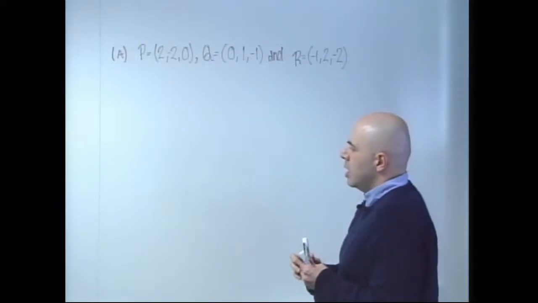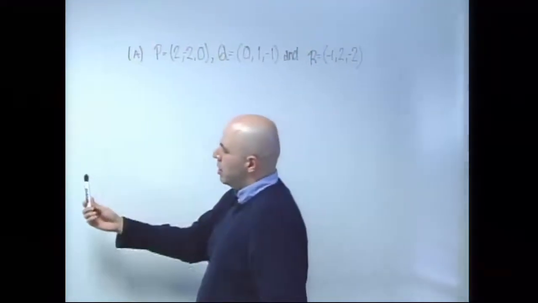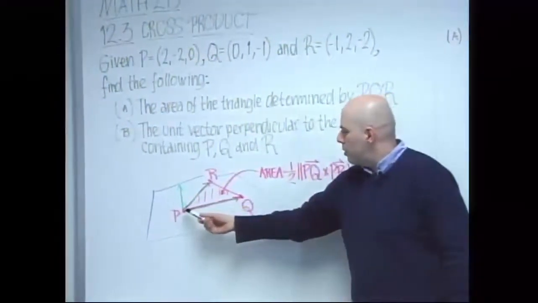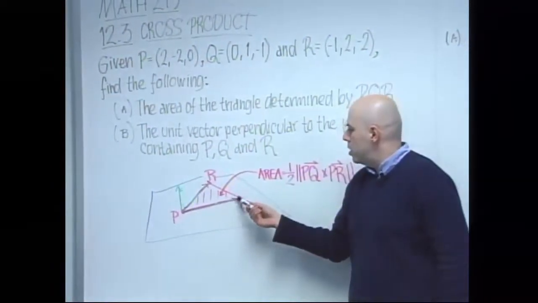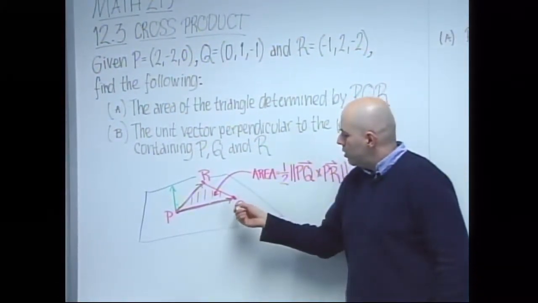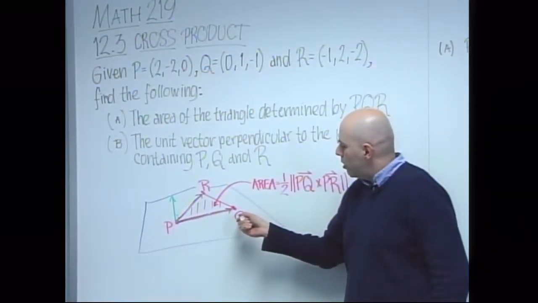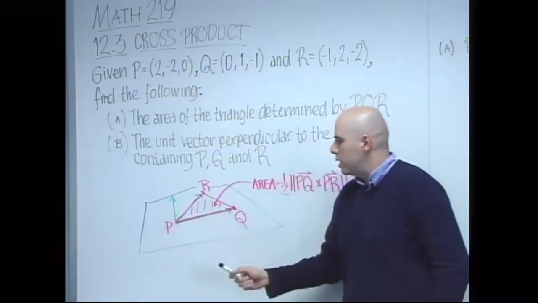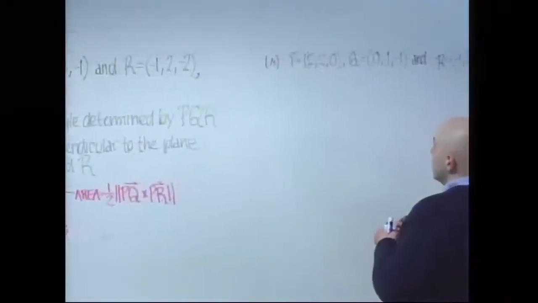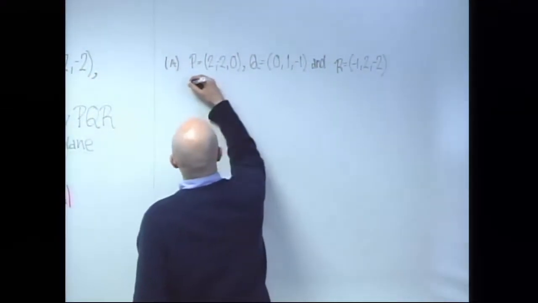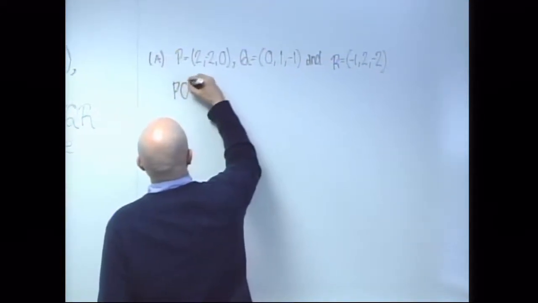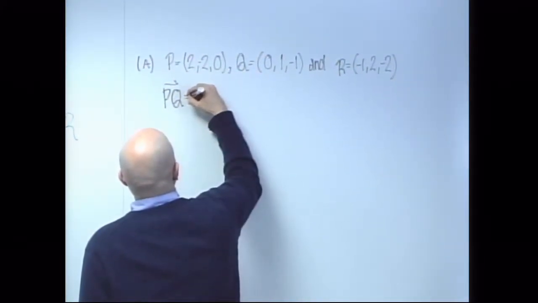So if you see in our drawing over here, we're drawing the vector from P to Q. So in order to get the components of this vector, we have to subtract each one of the coordinates of Q with the corresponding coordinate of P. So we're going to do that. So the vector PQ is going to be given by these components.